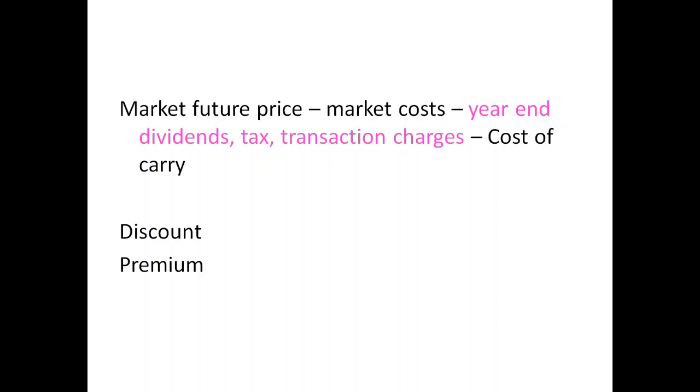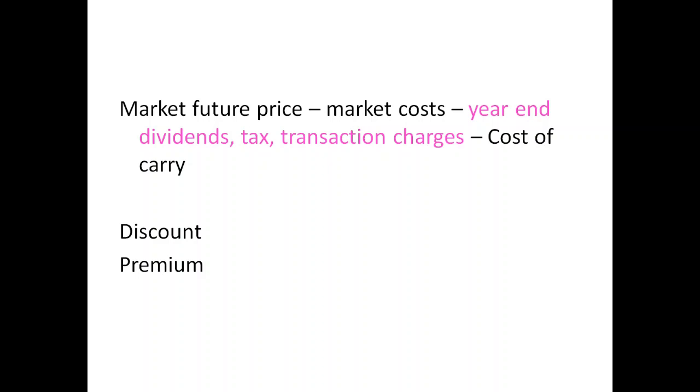If the future price is less than the spot price due to demand and supply imbalance, sometimes it happens. So future is cheaper than the spot. We call this as future is at discount, because future is less than the spot. The other way, if a future is more than the spot, this usually happens. So we call it premium. Future price is at premium.